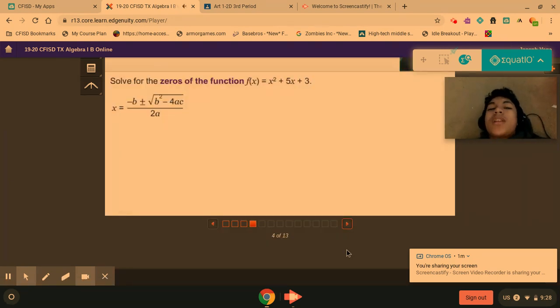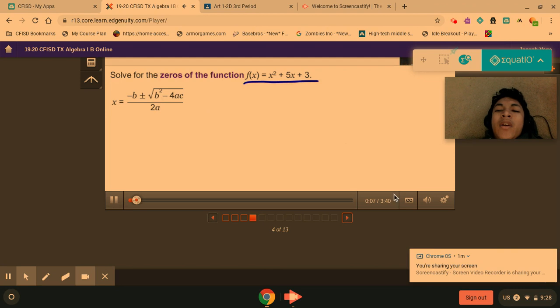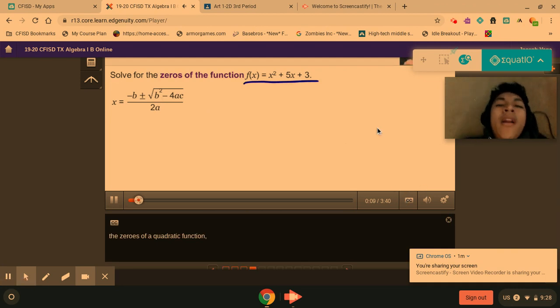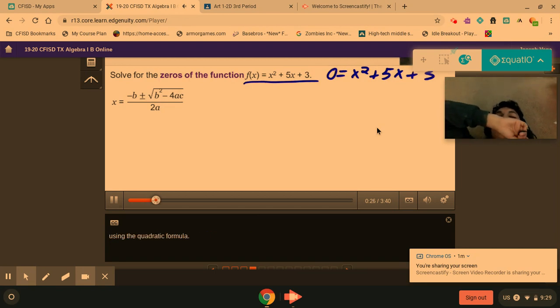Now let's solve for the zeros of the function f of x equals x squared plus 5x plus 3. Now, recall that in order to find the zeros of a quadratic function, we have to set the output equal to 0 and then solve. So let's do that. 0 equals x squared plus 5x plus 3. Since we don't have any factors of 3 that add up to 5, we're going to go ahead and solve using the quadratic formula. So a is equal to 1, b is equal to 5, and c is 3.